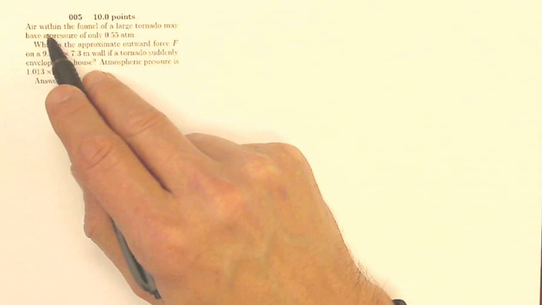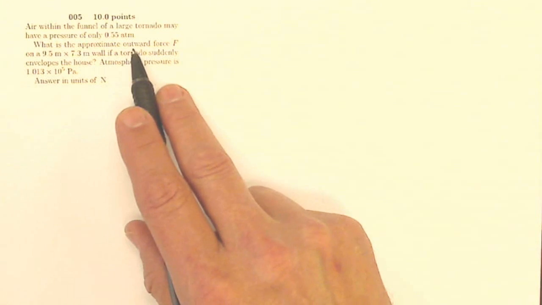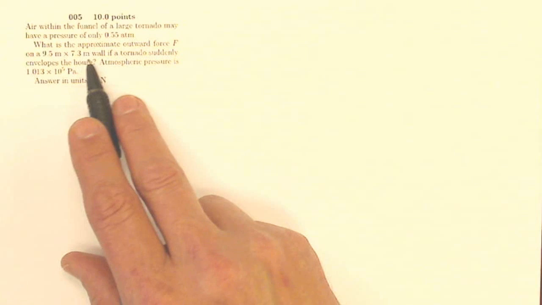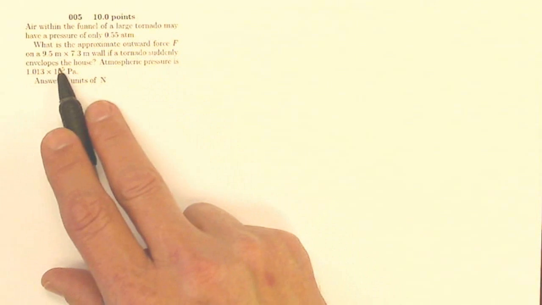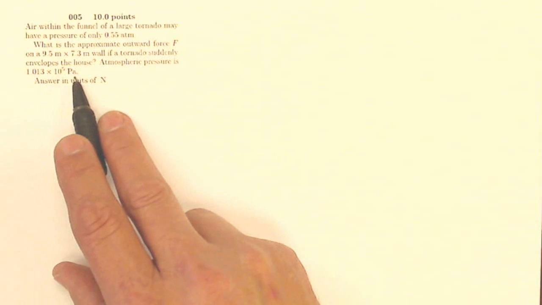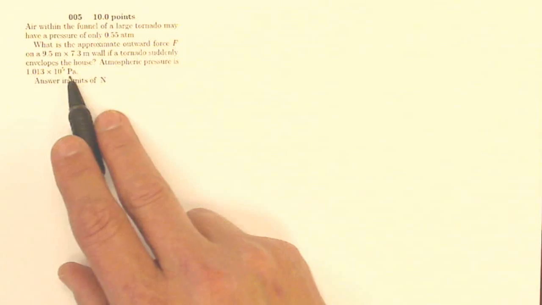Question number 5. Air within the funnel of a large tornado may have a pressure of only 0.55 atmospheres. What is the approximate outward force F on a 9.5 meter by 7.3 meter wall if the tornado suddenly envelopes the house? Atmospheric pressure is 1.013 times 10 to the 5th pascals. That's my 101-300 that I've given you before.